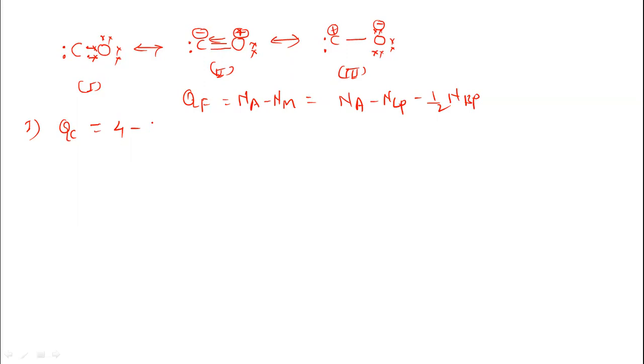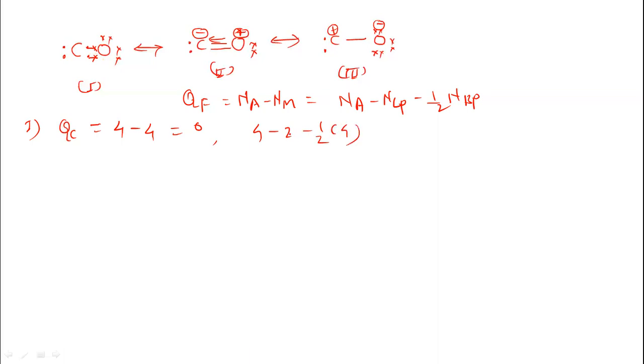So the number of electrons of that atom in the molecule: 1, 2, 3, 4, 4 electrons are there. So it is equal to 0. So in this structure, the formal charge on the carbon is 0. Let us see now by this formula also: number of valence electrons 4, minus the number of lone pair electrons on the carbon, 2 electrons are there, number of lone pairs 2, minus 1 by 2 into the number of bonding pair electrons. This is 1 bond, this is 1 bond, so bonding pair electrons are 4.